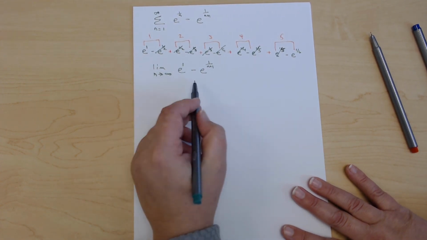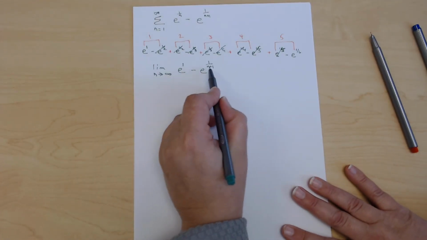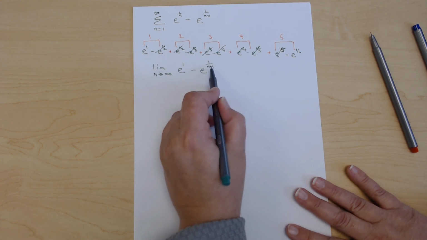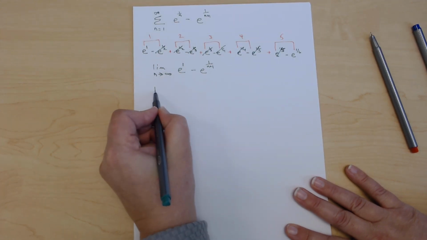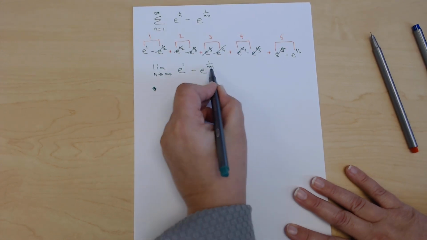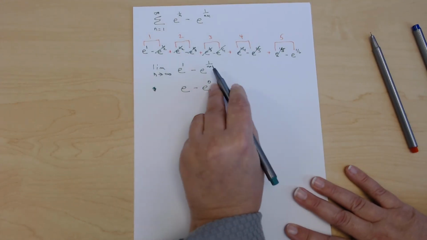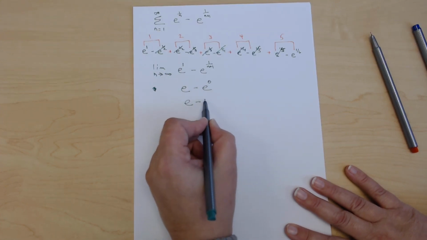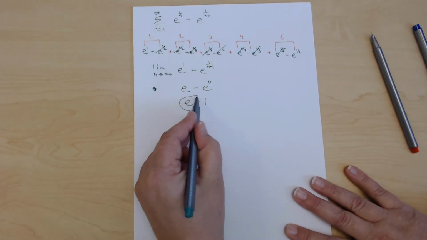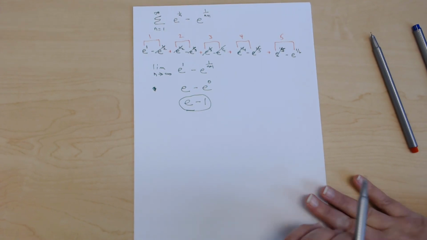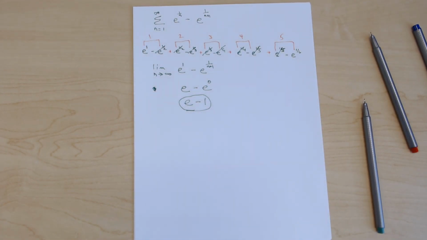So what happens? n gets bigger and bigger and bigger. This fraction is headed towards 0. As we plug in this number, the first term is going to stay e, and the exponent in the last term is going to head to 0. Anything to the 0 power is 1, and so the value the sum would be approaching is e minus 1. All right, let's stop there, and then we'll do just 3 other problems for part B.